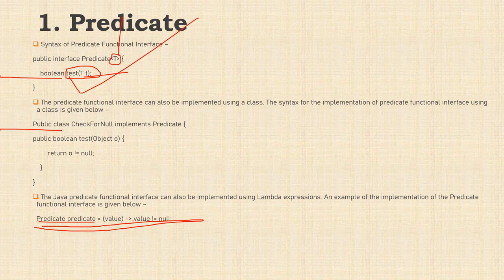And what we are doing here is simply doing some processing and returning true or false. So value not equal to null. If value is not equal to null, it returns true or false according to the scenario. If value is null, it will return false. If value is anything else, it will return true, because we are using not equal to. So like this we can write the Predicate.